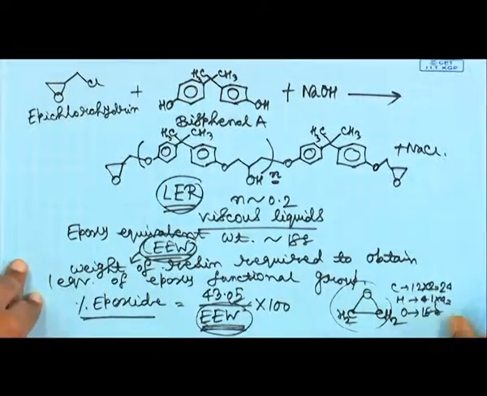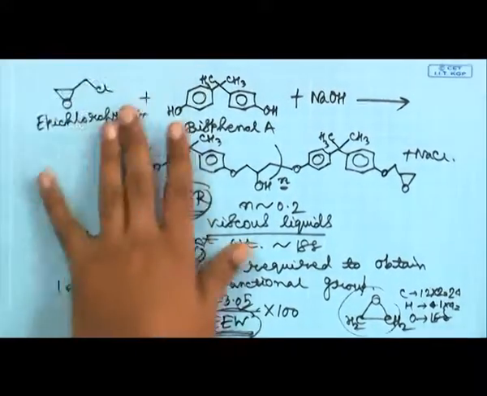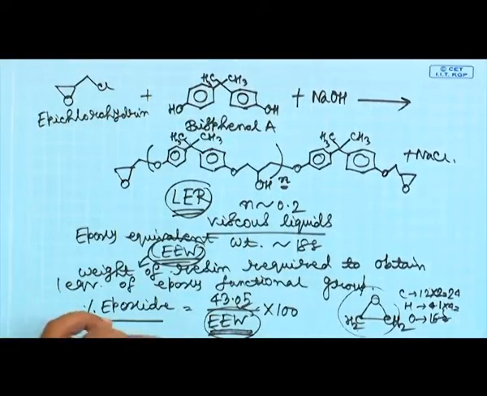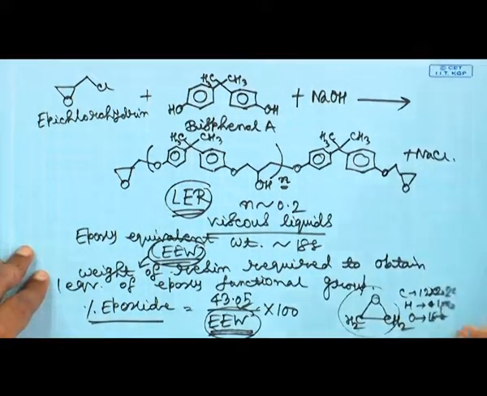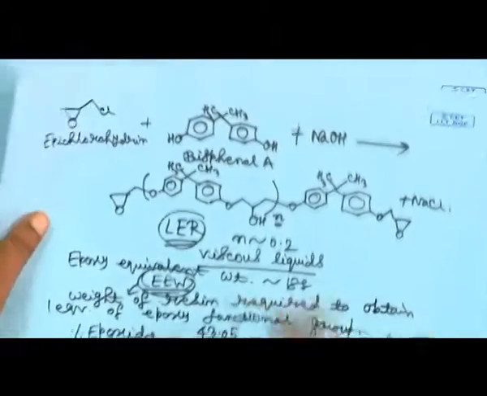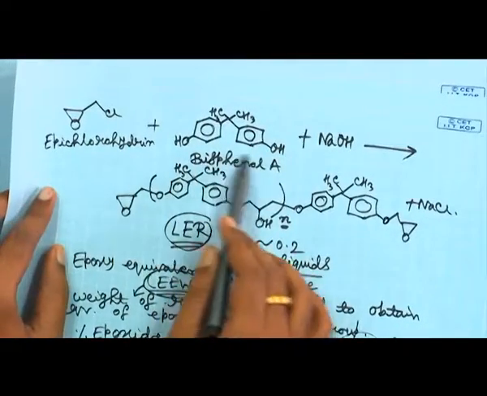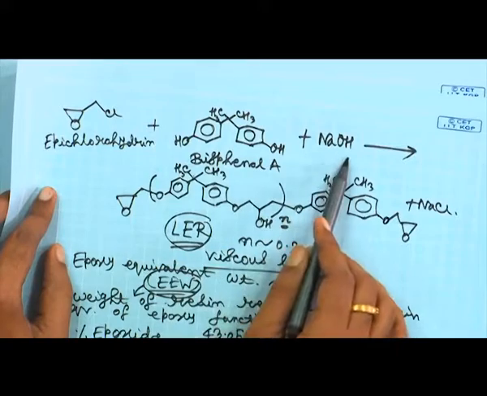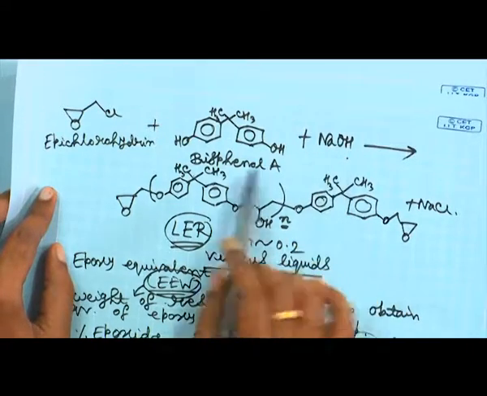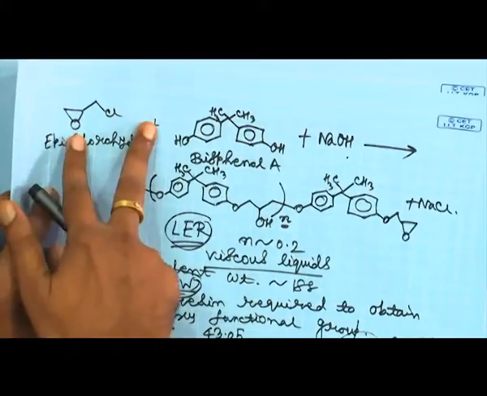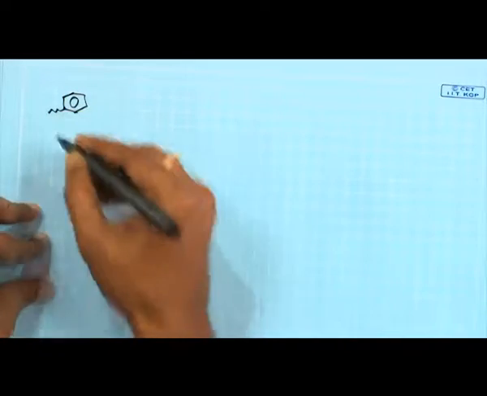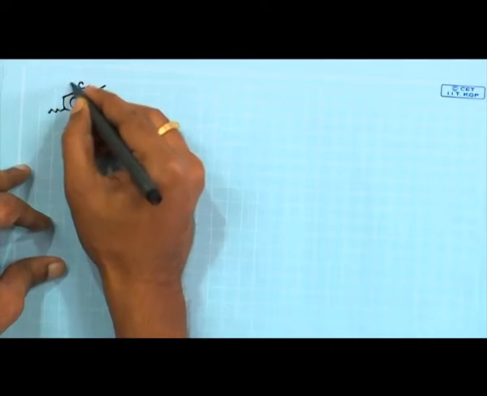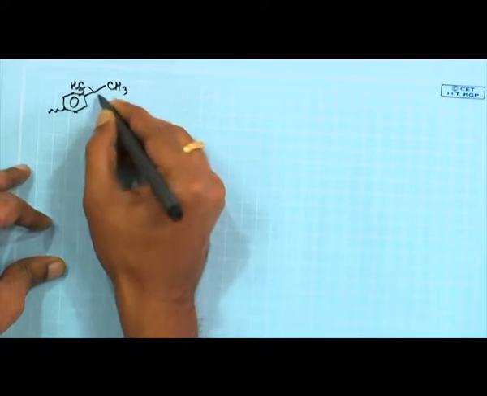So, what we will now do is we will try to take a closer look at this particular reaction. The first step in this particular reaction is the base catalyzed coupling of this bisphenol A with epichlorohydrin. So, what happens here is the following. I am just drawing this part as some general part, and then you have the bisphenol A hydroxyl unit on this side.